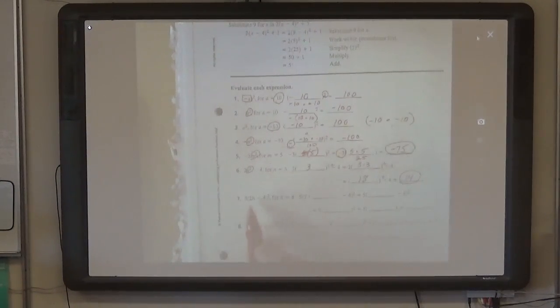Number 7. 5 times 2 times h minus 4. And look, this whole thing is being squared. So we multiply the 2 times h when h is 4.